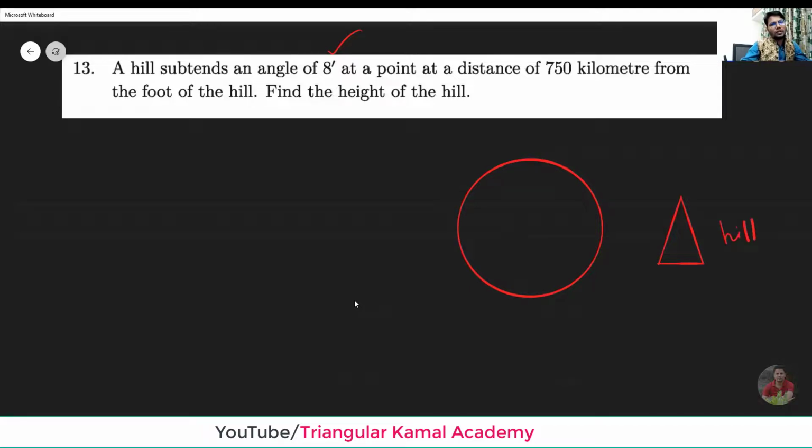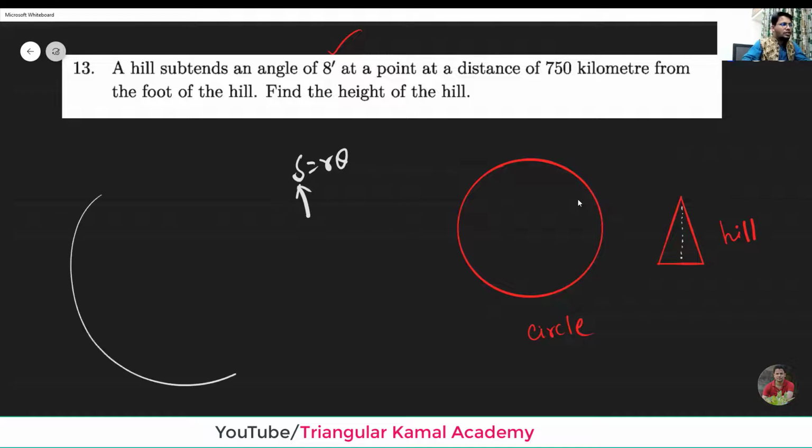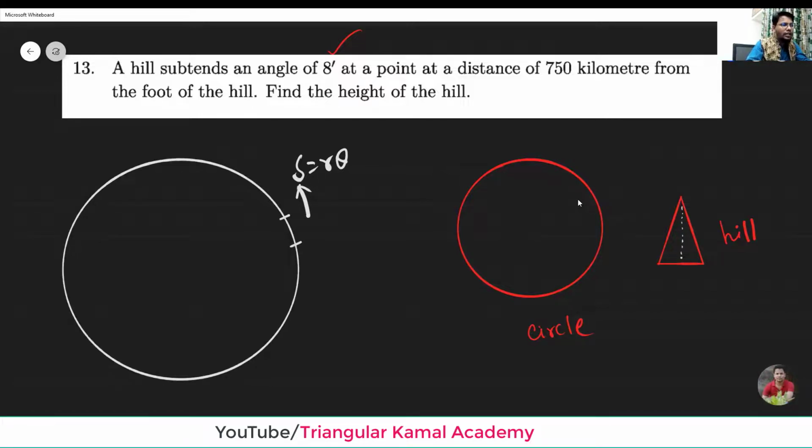Now our requirement is to find the height of the hill. So we will apply here the formula s equal to r theta. That means s is the arc, but the hill height is basically a straight line. When the circle is so large, if we take the smallest arc from the circle, it will look like a straight line. So now imagine that this hill is on the circle. Here is the top point, the height, and this is the base. This base is B and this is A.